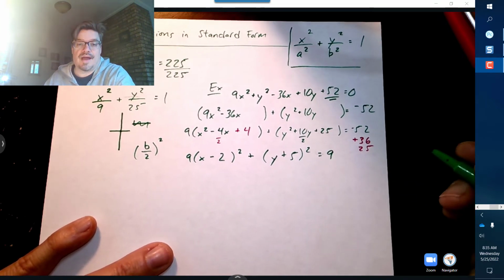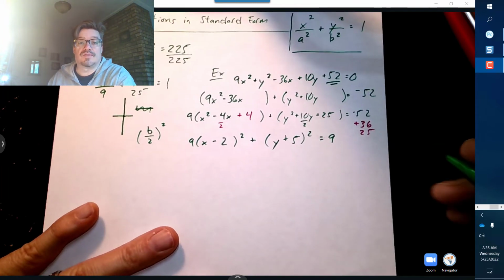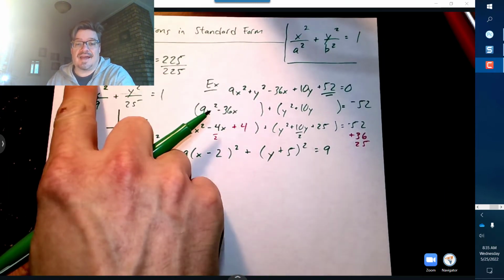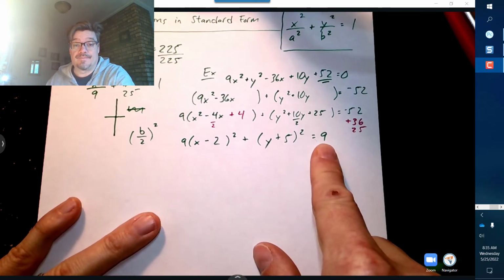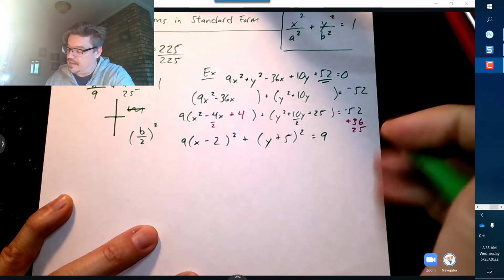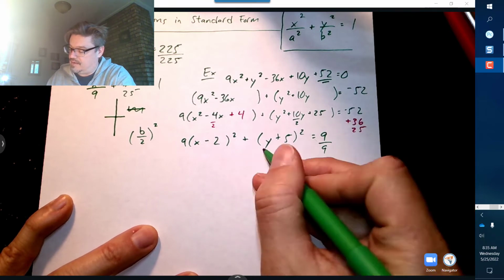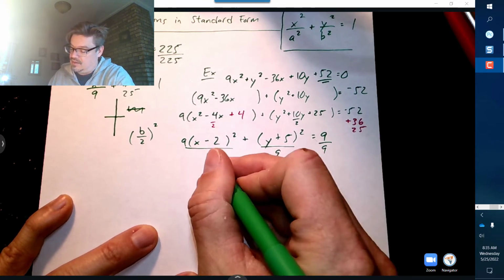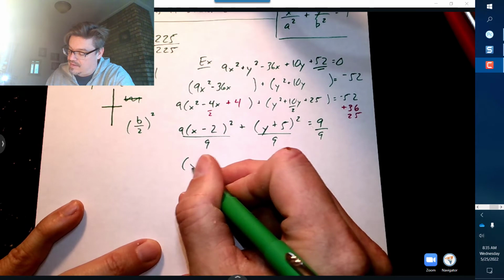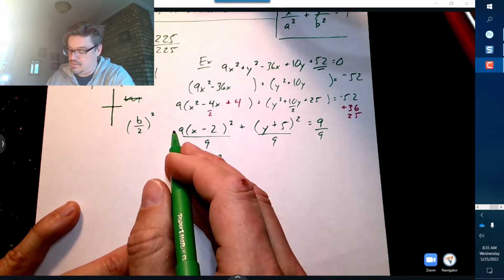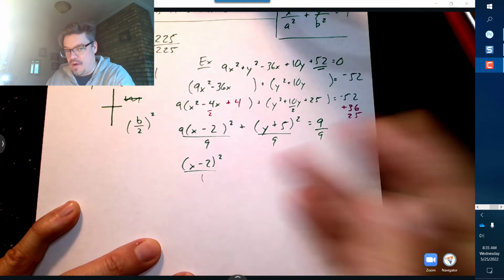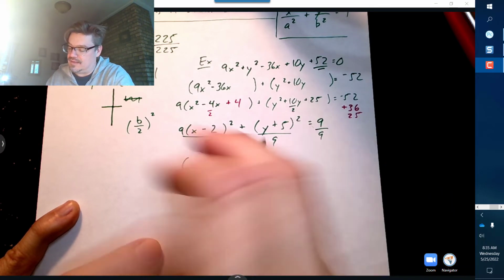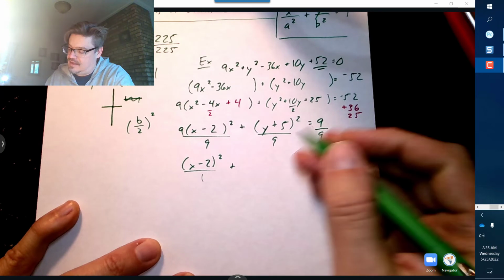Okay, so now we're super close to where we were in the first example. It's just now we got parentheses, but I need to make that a 1. So let's divide by 9 and watch what happens here. If I divide everything by 9, you get this really nice situation where this guy actually cancels out. So technically it's a 1. We'll put the 1 there just for graphing purposes. And then that 9 just stays there.